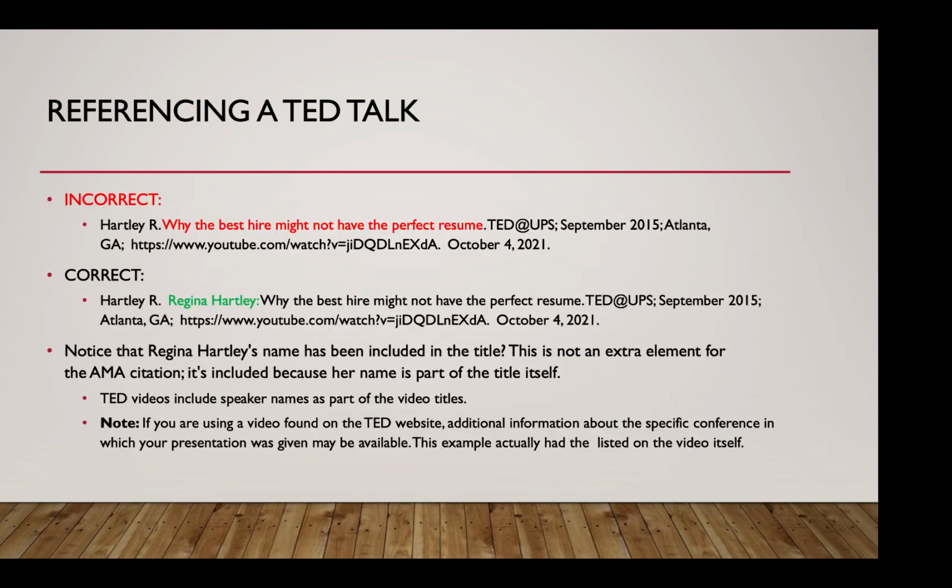So here's an example. This is one of the TED Talks that you will watch as part of this class. The incorrect way to do this is to write the author's name and not include the author's name in the title. In TED Talks, the author's name goes first. So the author is Regina Hartley. But the actual titles of the presentations are cataloged by the author's first and last name. So when you catalog a TED Talk, it goes Regina Hartley and then colon and then whatever the presentation is.